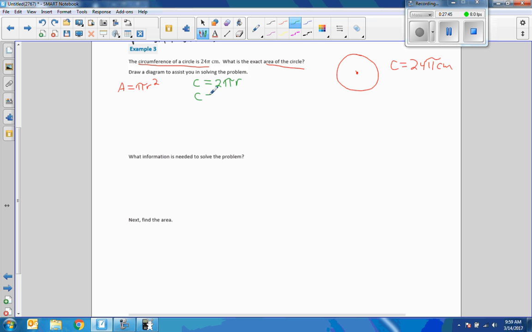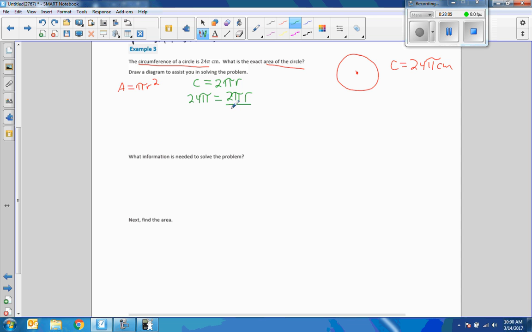So my circumference is 24 pi. So I'm going to write 24 pi equals 2 pi r. Okay, circumference is 24 pi. So to replace c with 24 pi, if 24 pi equals 2 pi r, I want to get all my pi's on one side and have r by itself.